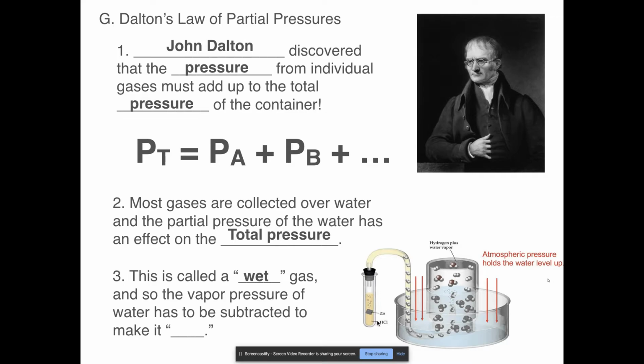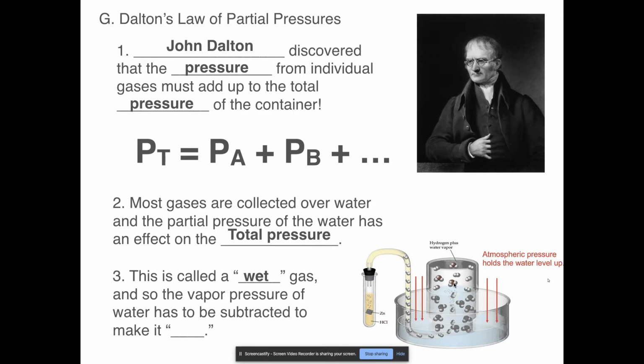So here's a good example, right? We've got zinc and hydrochloric acid. Zinc is going to react with the hydrochloric acid and make hydrogen gas. So the hydrogen gas would be going out of this tube and into this flask here. Now, the only problem with that is that we call this gas a wet gas because it includes the vapor pressure of the water.